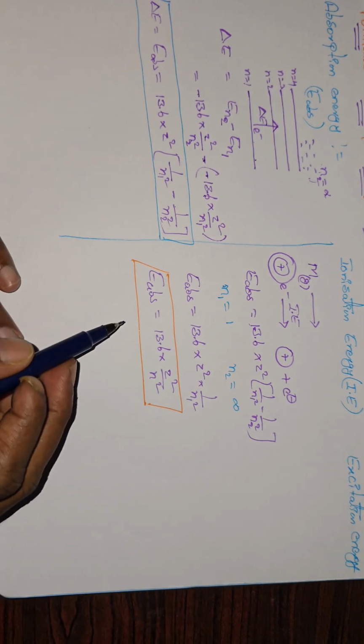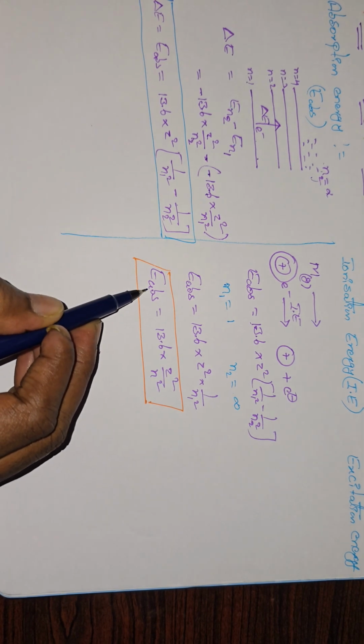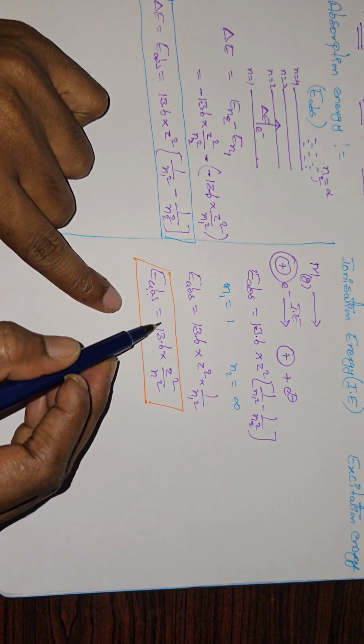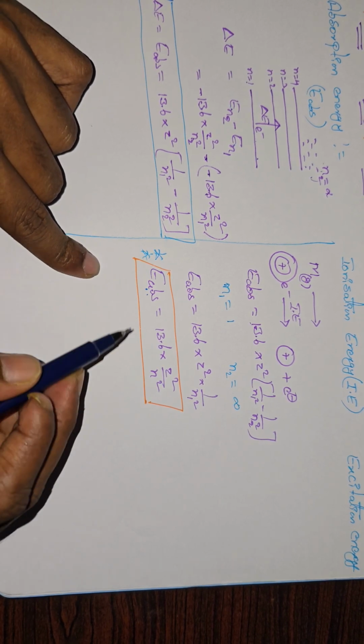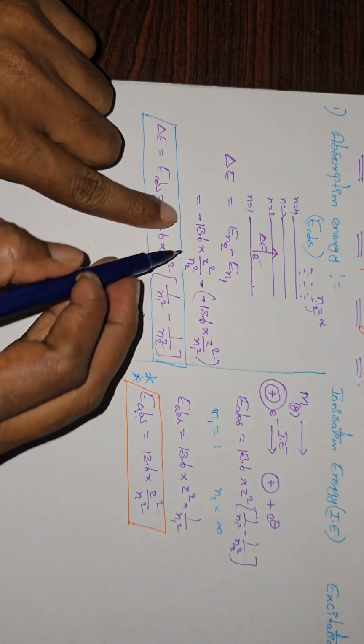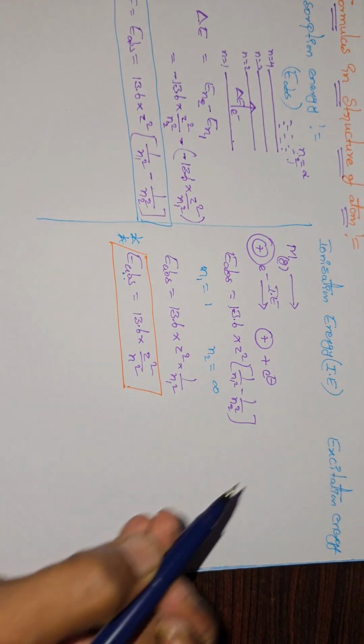But what is the difference here? This is the energy difference between the first orbit and the higher energy orbit. Clearly observe that there is no negative sign here, but for the energy of the electron in the nth orbit, the negative sign exists. This is the ionization energy formula.